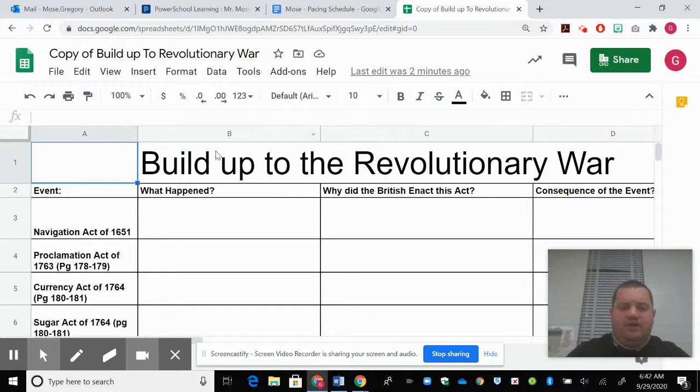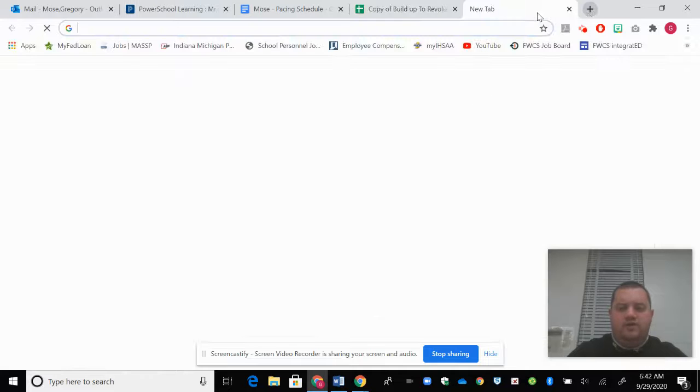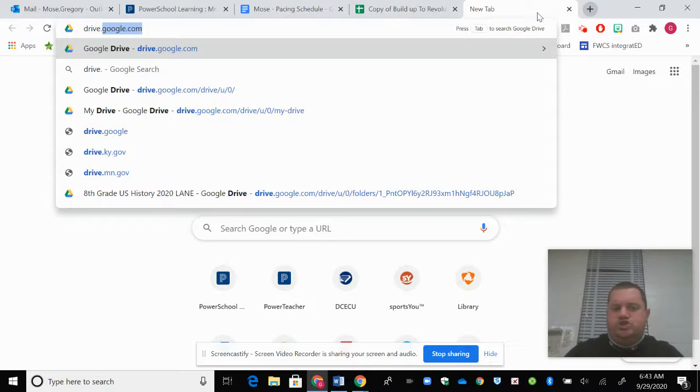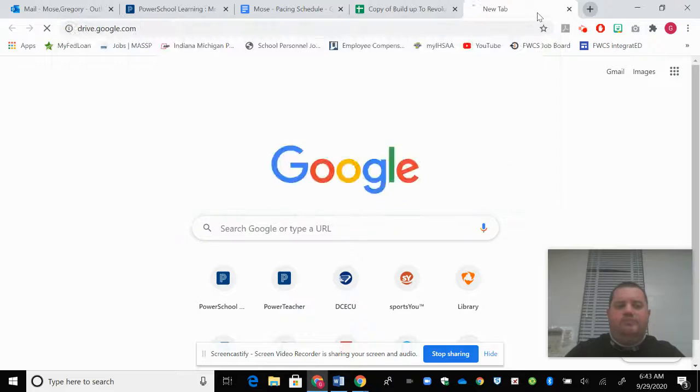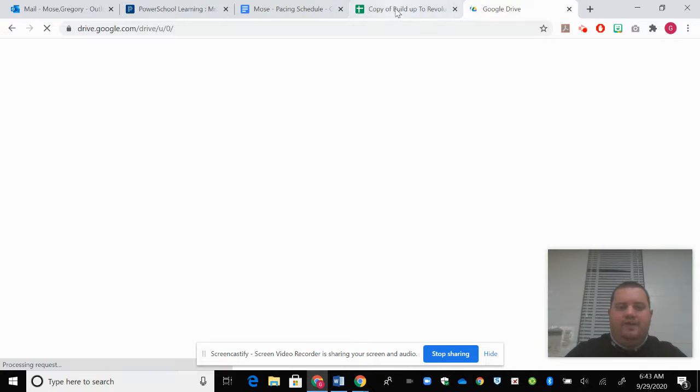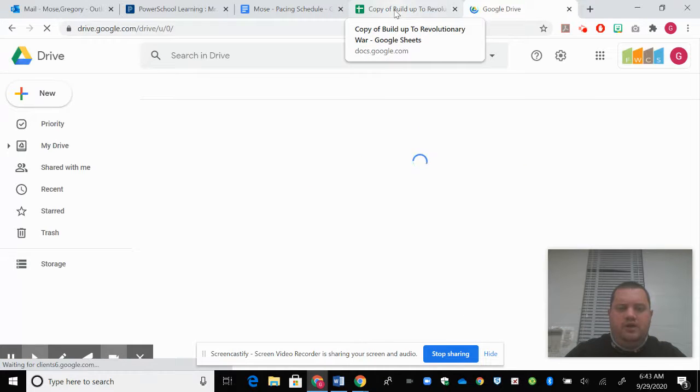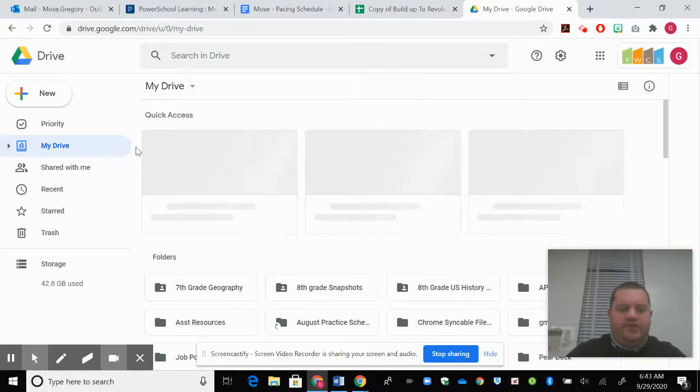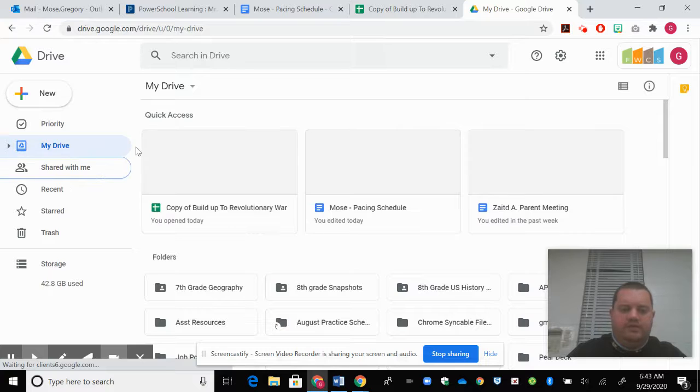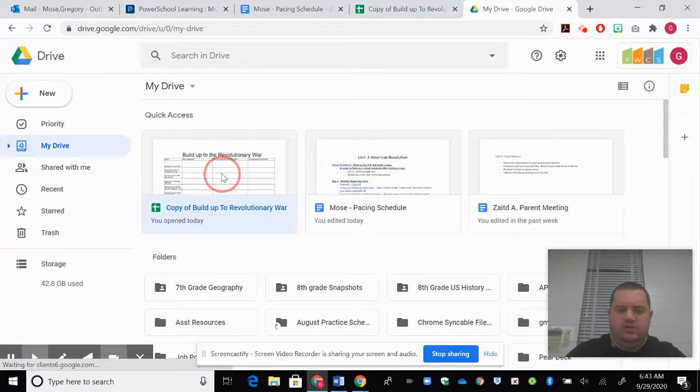After you make a copy of it, remember you can find it by either going to your drive.google.com, or going to sheets.google.com. Okay, both of them will have that copy for you. Okay, and I'll even show you an example. If I go to drive.google.com, I literally just made a copy of this build up to the Revolutionary War. It's going to be like one of the first things I see under recent documents. Okay, see, it's right here.